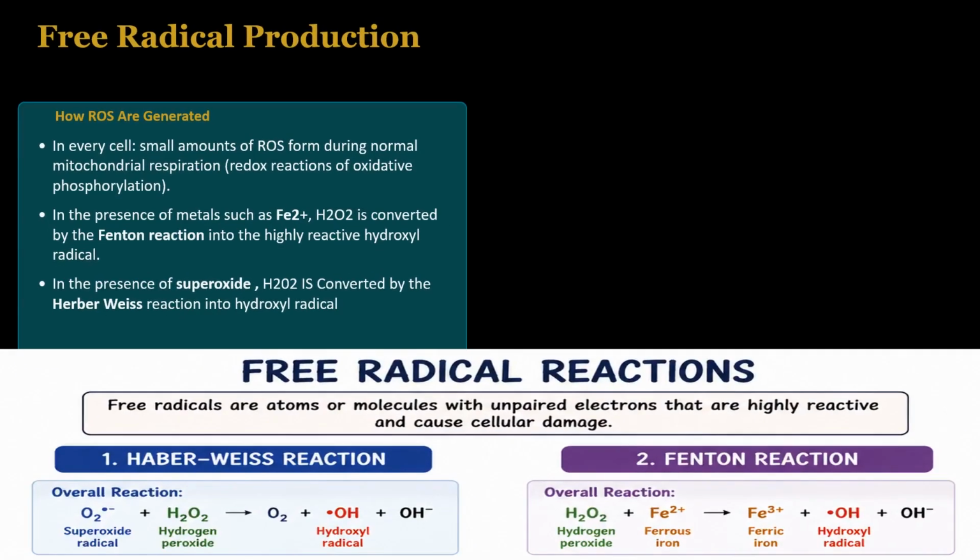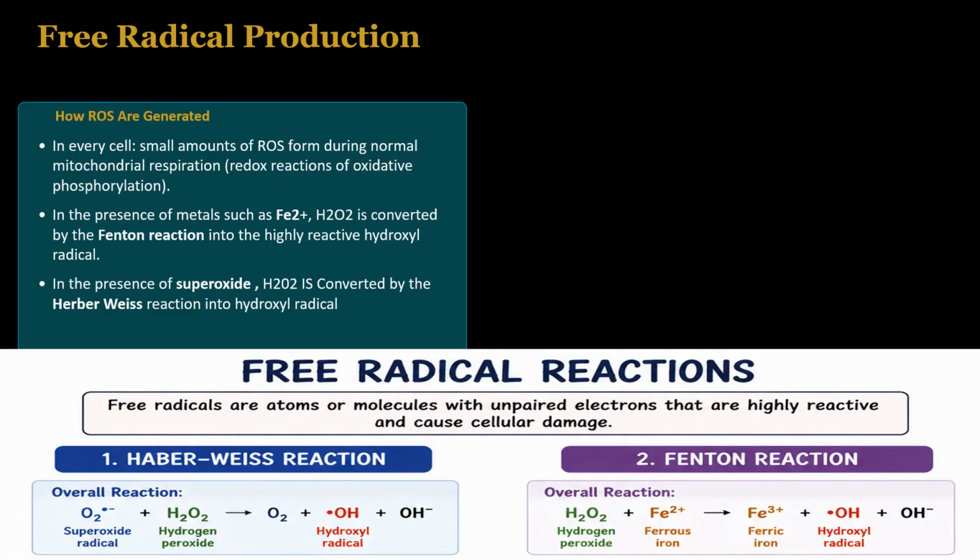Knowing these reactions is very important. In the Haber-Weiss reaction, hydrogen peroxide reacts with superoxide radical to produce the OH hydroxyl radical. And the Fenton reaction is when hydrogen peroxide reacts with Fe2 plus, producing the OH radical. In the process, the Fe2 plus is converted to Fe3 plus. So the ferrous ion is converted to ferric ion. Knowing the names of these reactions is very, very important.